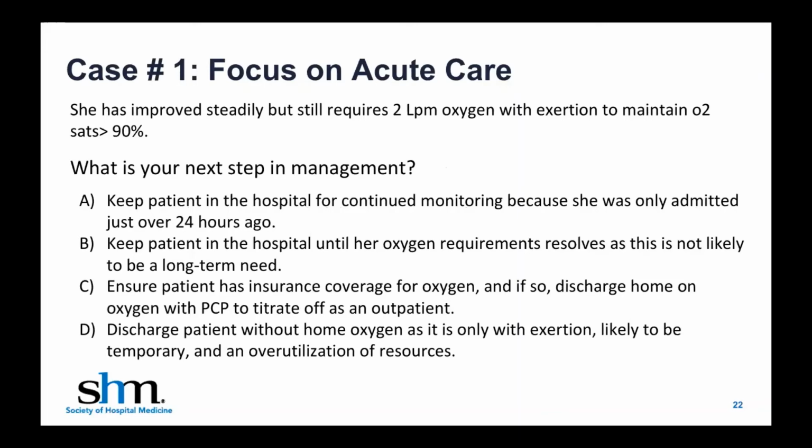A, keep the patient in the hospital for continued monitoring. I mean, she was only admitted yesterday. B, keep the patient in the hospital until her oxygen requirement resolves, as this is likely not a long-term need. C, ensure the patient has insurance coverage for oxygen, and if so, discharge her home, and her PCP can titrate off the oxygen as an outpatient. Or D, discharge the patient without home oxygen. It's only with exertion. It's temporary, and we don't want to overutilize resources.